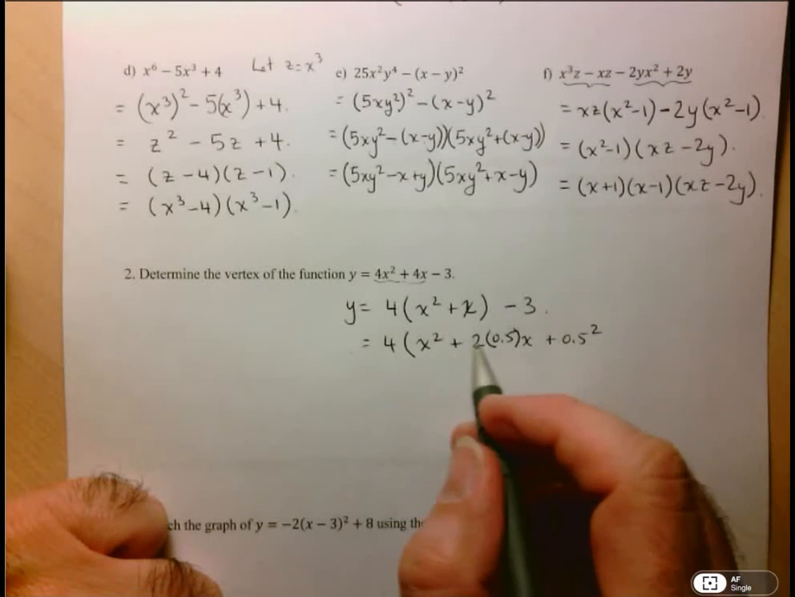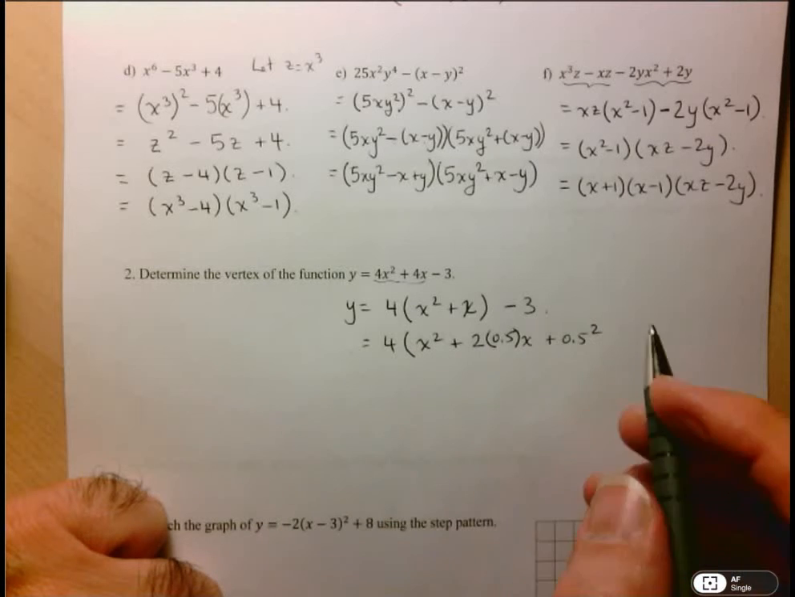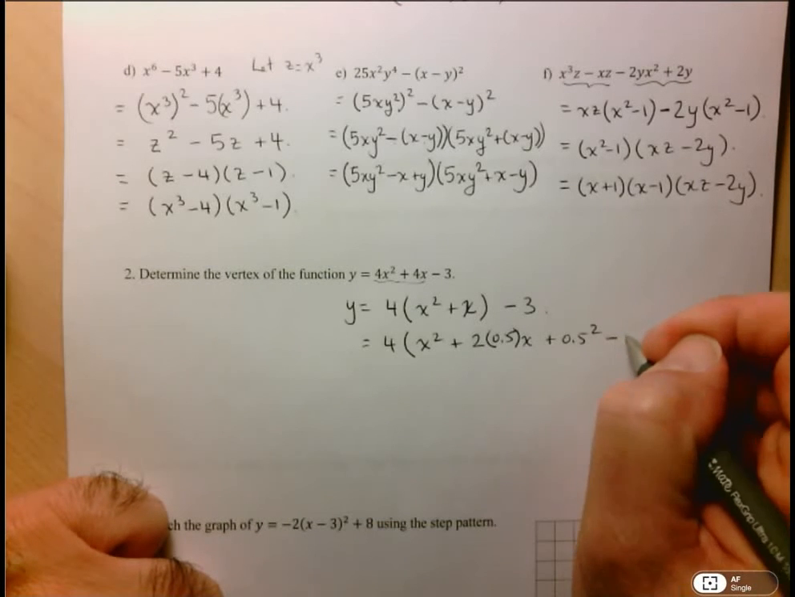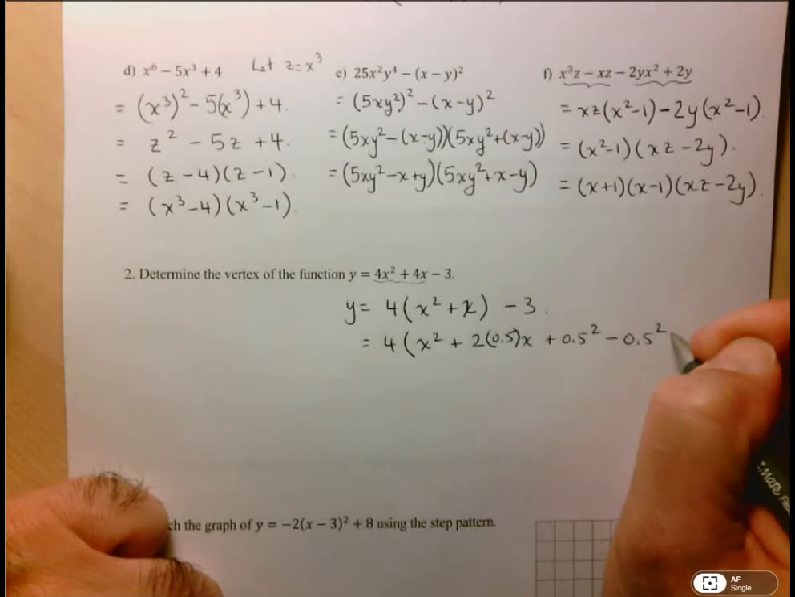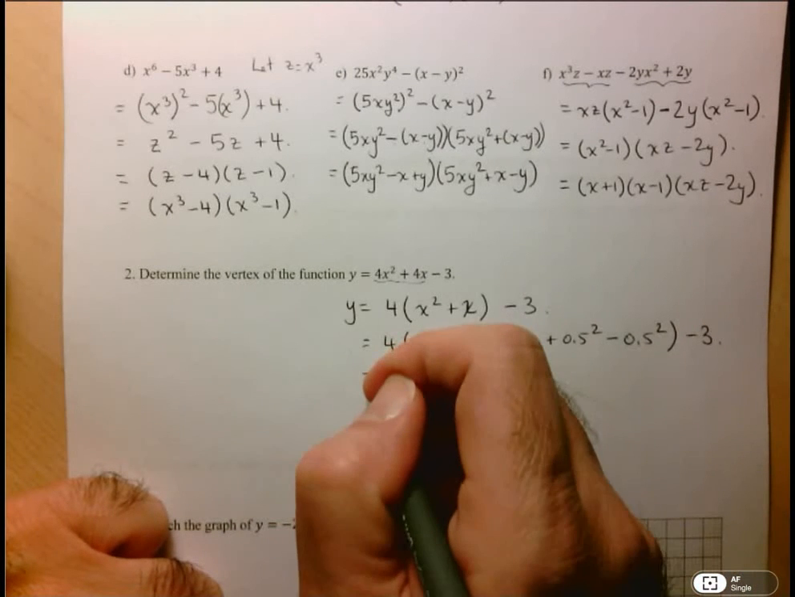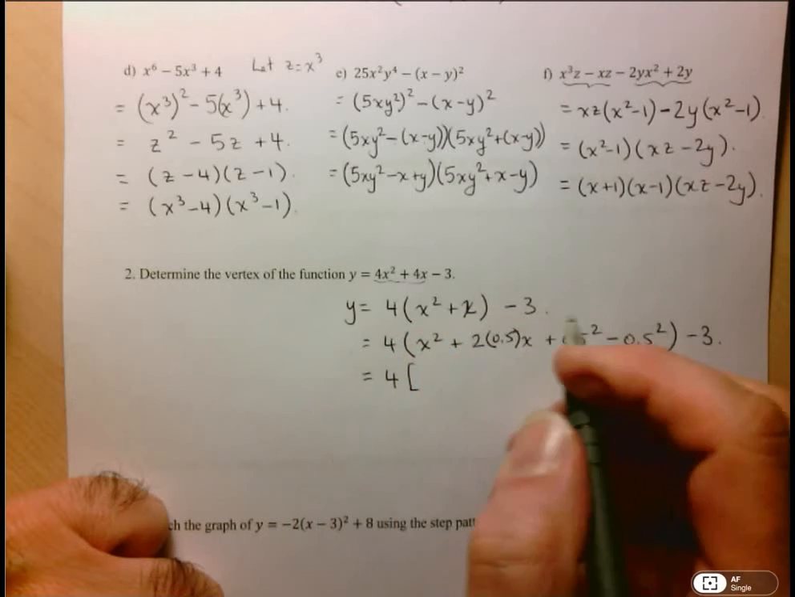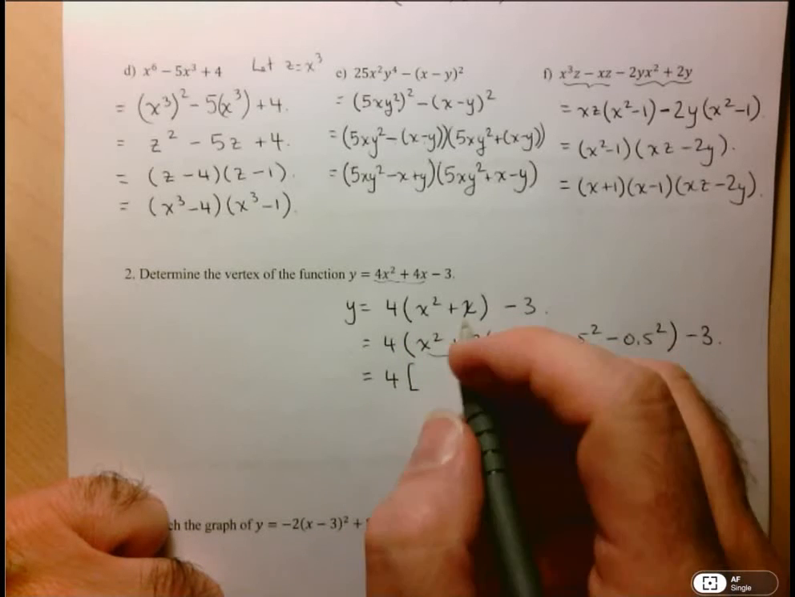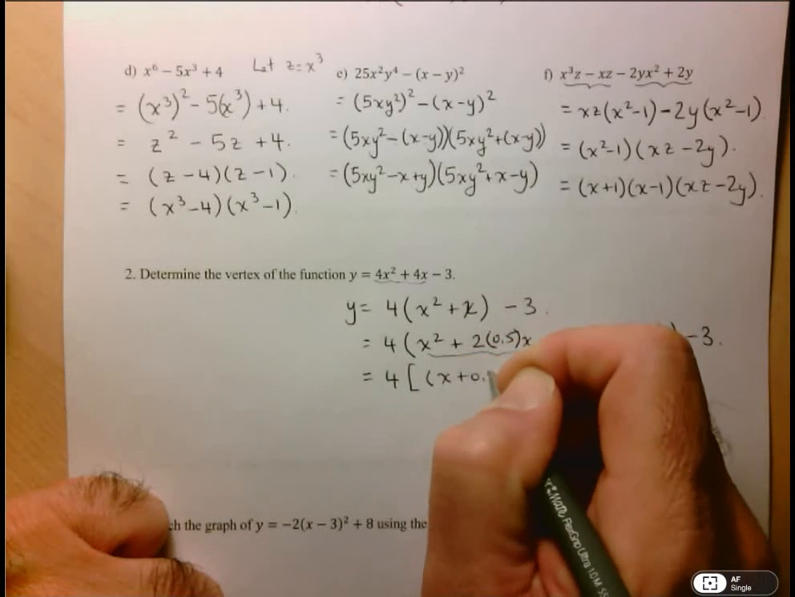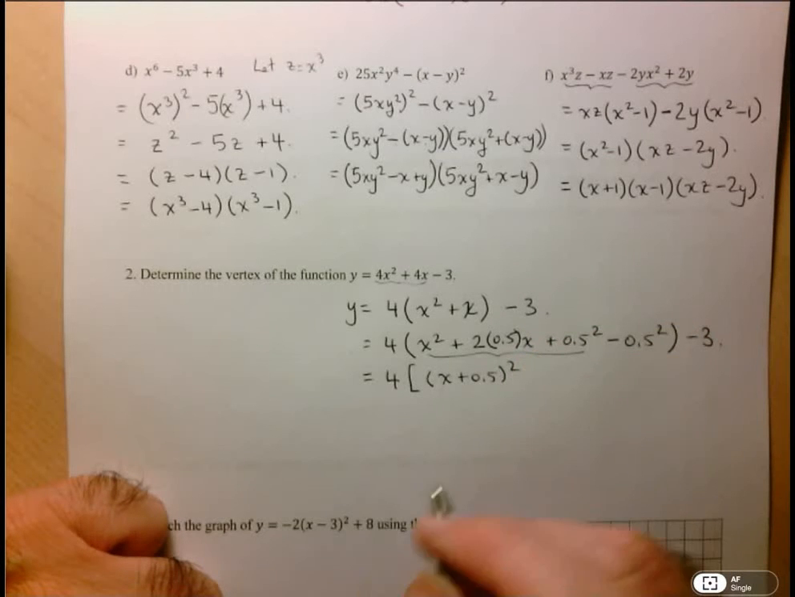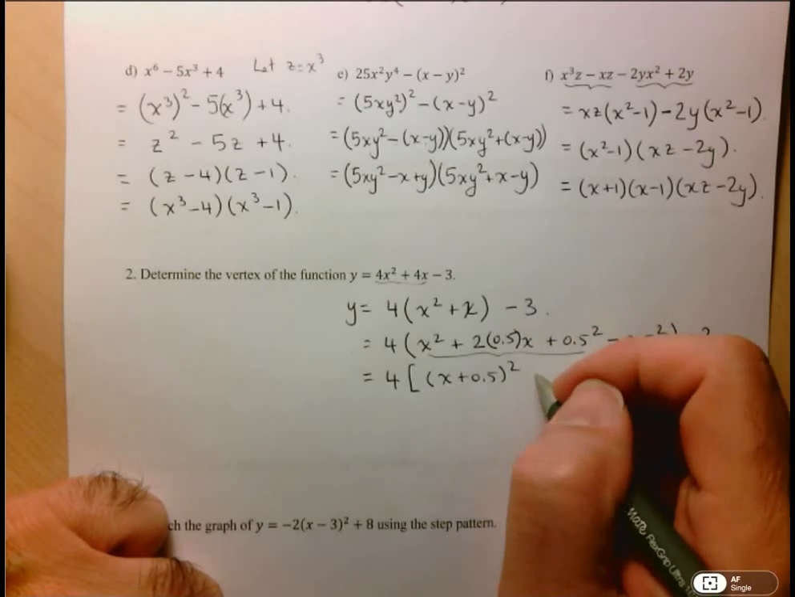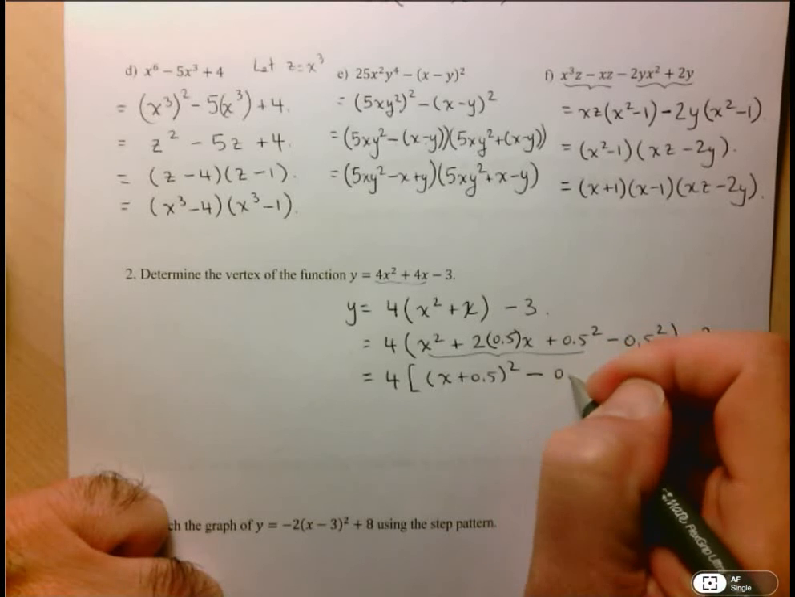so that the first three terms factor to a perfect square. But since I've added something new into the expression, I'm also going to subtract it, so that I don't actually change the value of the expression. So now here, the first three terms factor to the perfect square of x plus 0.5 squared. And then I'm left with negative 0.5 squared, so minus 0.25.